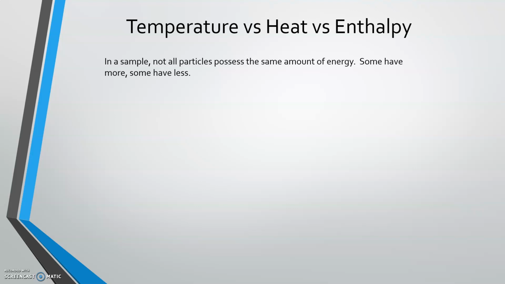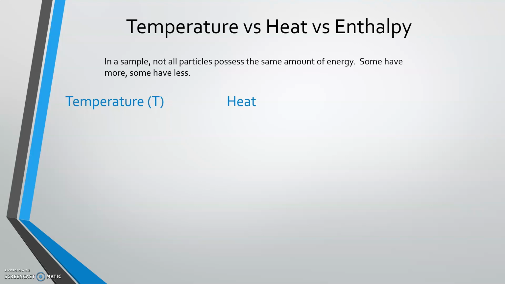One thing that you need to keep in mind is that in a sample, not all of the particles have the same amount of energy. Some have less, some have more. And so really there's a big distribution of energy that the various molecules in the sample possess. So how do we differentiate between what we mean by temperature of that sample, what we mean by heat of that sample, and what we mean by something called enthalpy, which is probably something you haven't heard of before. So temperature, given the variable T, as you already know.